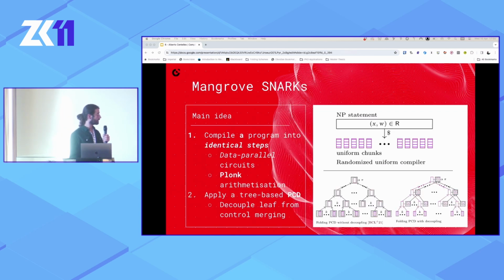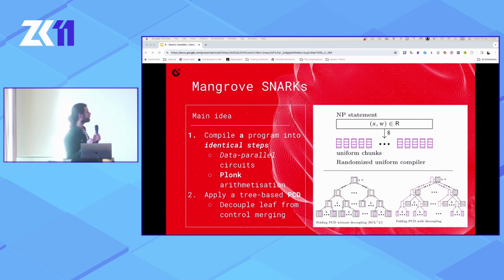The last one I want to bring, also very interesting, even though it's not a zkVM, is Mangrove. This is a paper that came out recently, I think 2 months ago. The idea is that now we are compiling a program into identical steps, which we call here uniform chunks, which are also data parallel circuits. If you think of IVC, the structure also works with data parallel circuits. They need to be the same F at each of the steps.